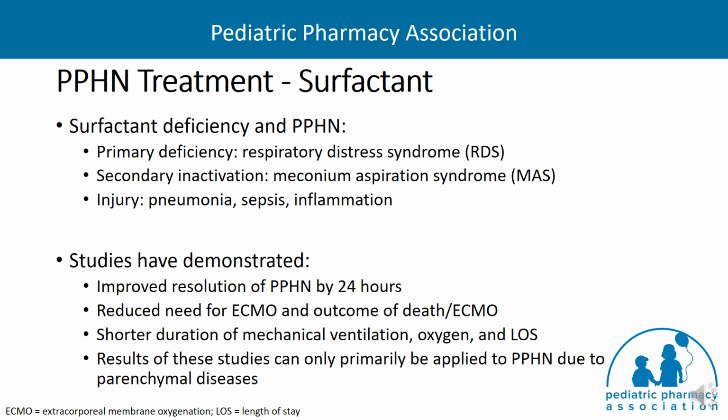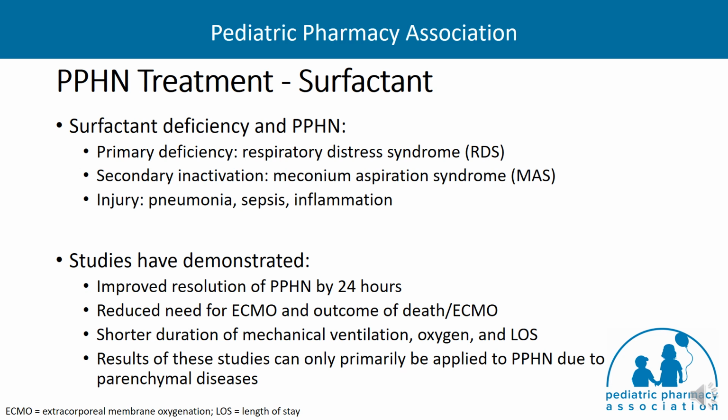And then lastly, we will briefly discuss surfactants. Surfactant deficiency can occur in patients with PPHN who have underlying RDS, meconium aspiration syndrome, or other injuries such as pneumonia. Exogenous surfactant therapy has been shown to improve oxygenation and reduce the need for ECMO when PPHN is secondary to parenchymal lung diseases, which are the things that I just mentioned.